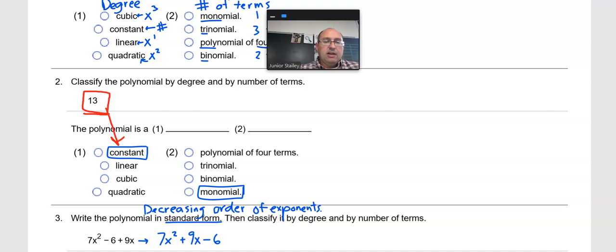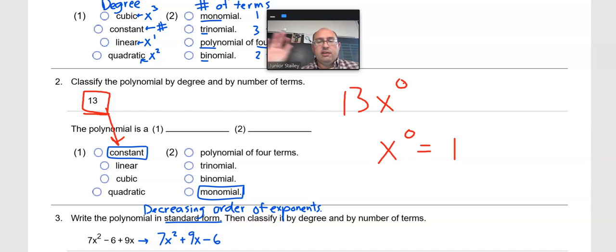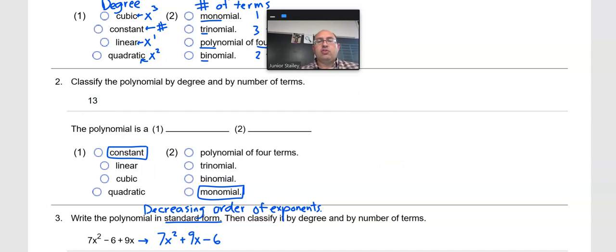In fact, we could write it 13x to the 0, because everybody knows that x to the 0 is equal to 1. Anything to the 0 power is 1, which can be proven in a later video. But it is a constant term. And because there's only one term, that's a monomial. So that would be a constant monomial in terms of classifications.